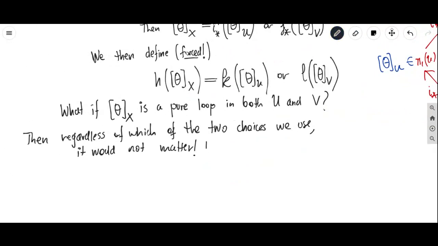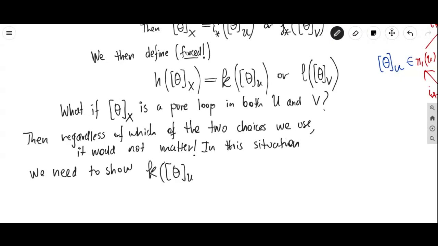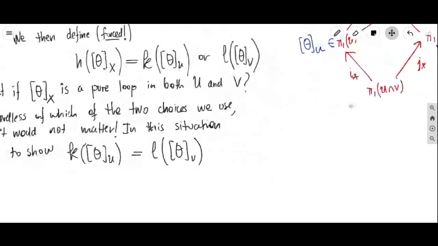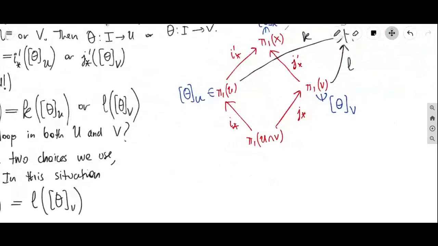So we need to show, in this situation, that if you do K applied to theta of U, that would be the same thing as L applied to theta of V in the situation where theta is a pure loop sitting both in U and in V. So in other words, it is sitting inside their intersection. And the argument is very nice. It's very simple, but it's very nice because it is so simple. You would think it's something complicated.